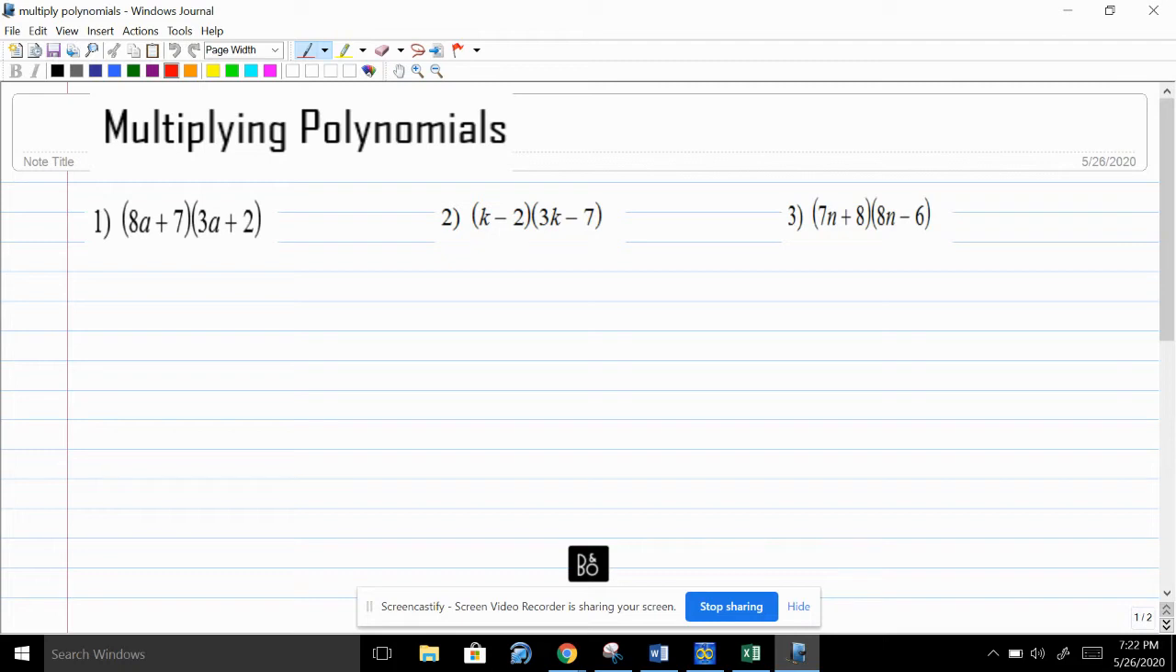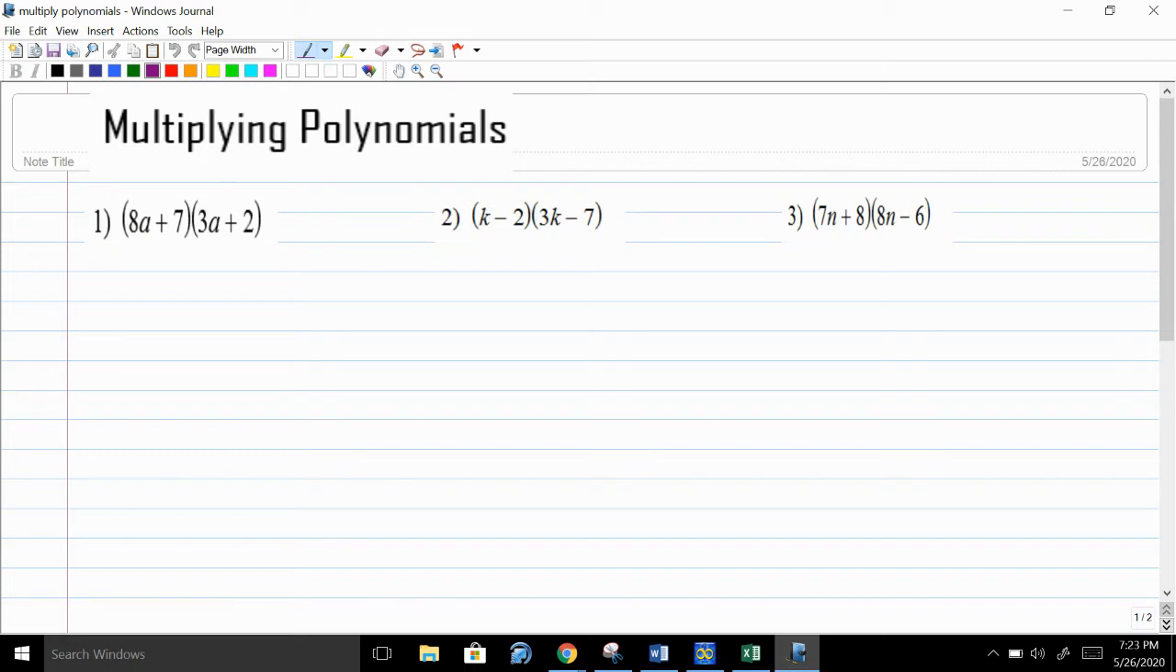Now, the reason that I have three mapped out is there's really three different ways of thinking about these problems, and I want to give you all the options you can. So you basically pick the best one that fits what you like to do. Okay, so starting at number one, I got 8a plus 7 times 3a plus 2. Anytime you see parentheses, guys, especially with multiplying, your thought should be to distribute. So that's how I'm going to attack number one.